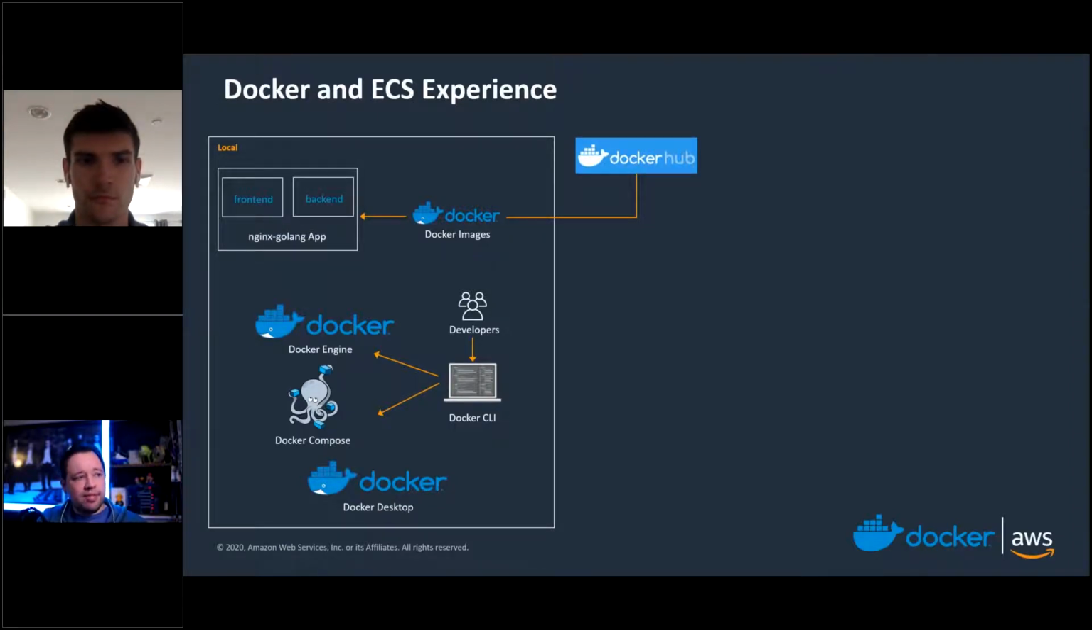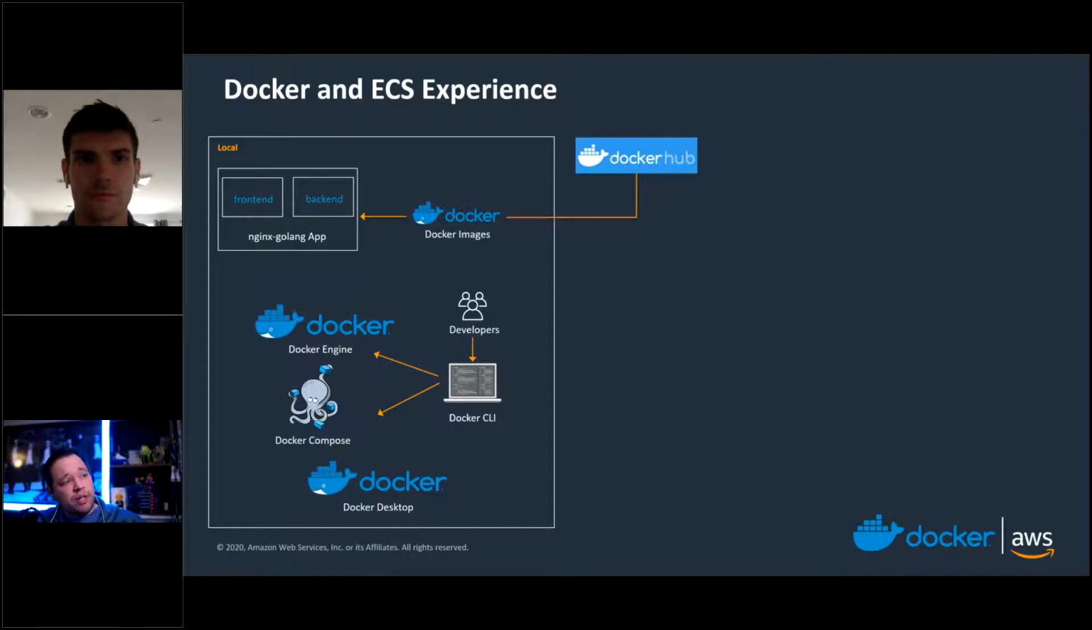So Nginx is effectively just acting as a proxy. Golang is on the other side. The developers are going to use their Docker CLI. I do have the AWS command line tool installed, but I'm not going to actually use it at all. I'm going to use the console only to show people what's happening.